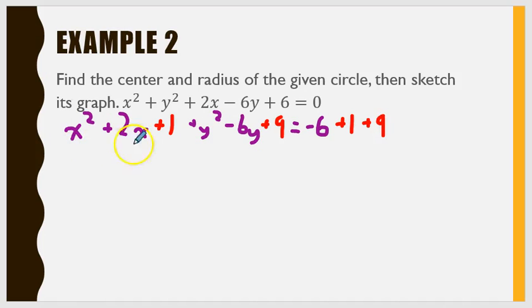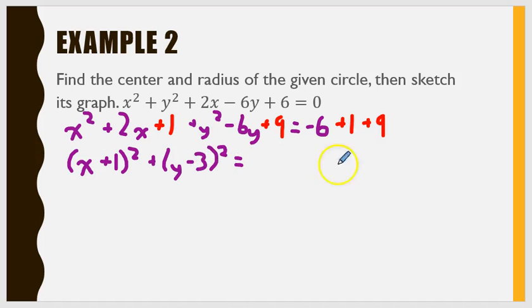That means we now have a factorable trinomial right here. It's always going to factor down nicely to be x and half of the middle number, or the p-value if you want to call it that instead. Same thing for the y's. For this trinomial, it will factor down to be y and half the middle number, which is a negative 3. On the right-hand side, I'm just going to be adding these numbers. So 9 plus 1 is 10, minus 6 is 4.